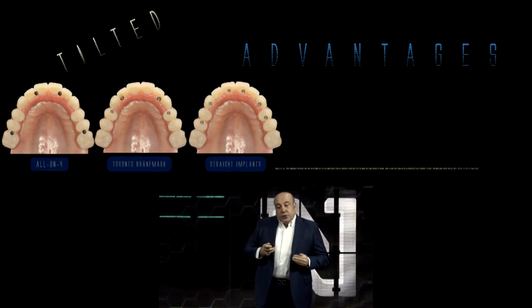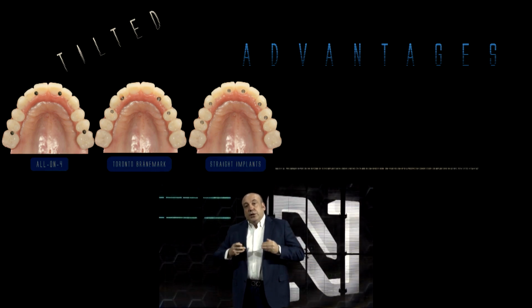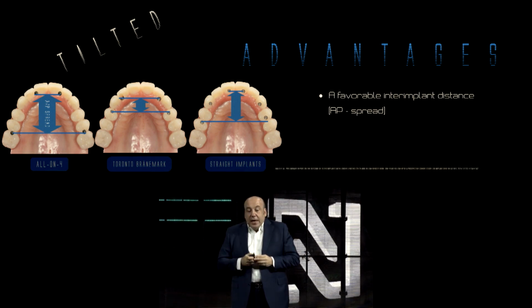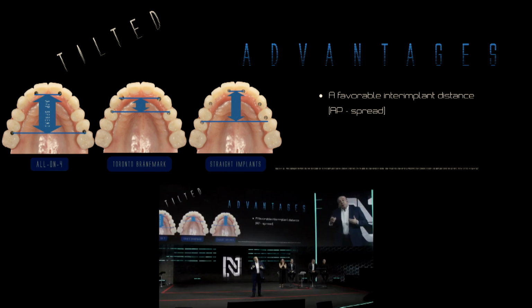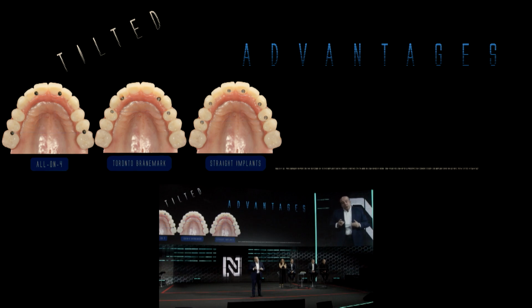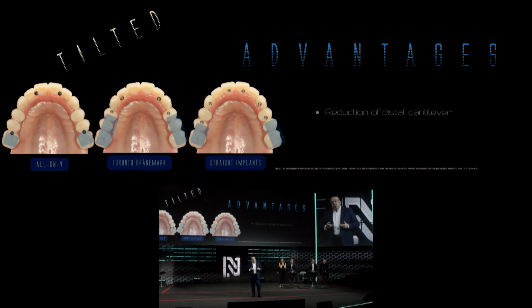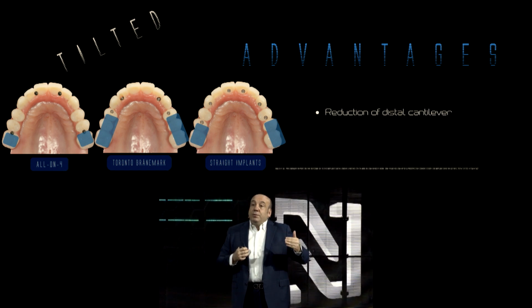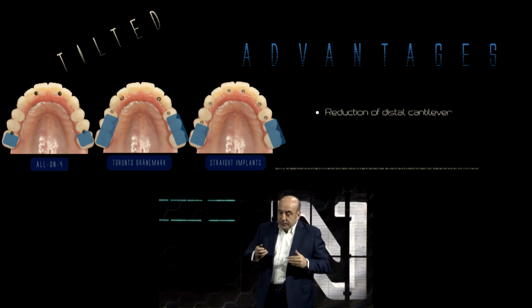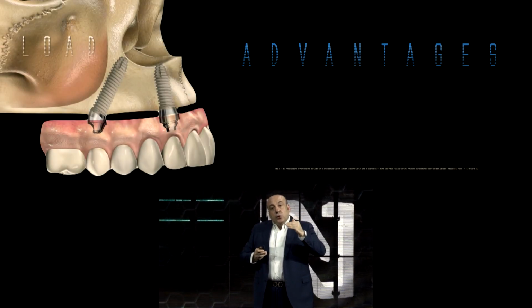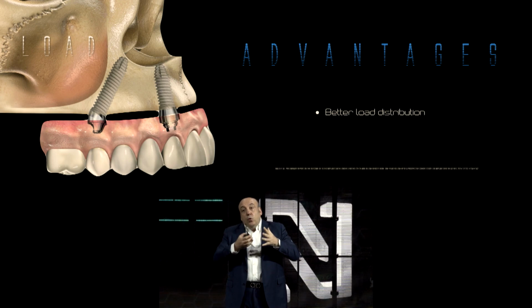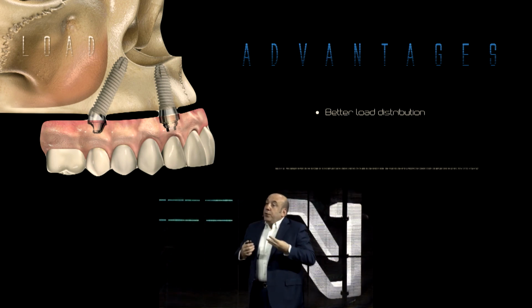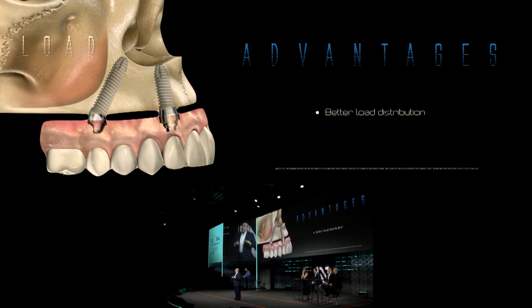Another important advantage of the use of tilted implants in the all-on-4 configuration is that we have more distance between the implants, and also we improve the spread of our rehabilitation. Another advantage of this configuration is that we reduce drastically the posterior cantilever with all-on-4 rehabilitation compared with the others. And also, the load is better distributed all over the maxilla. These last 3 advantages are so important in terms of survival rate of our final restoration.